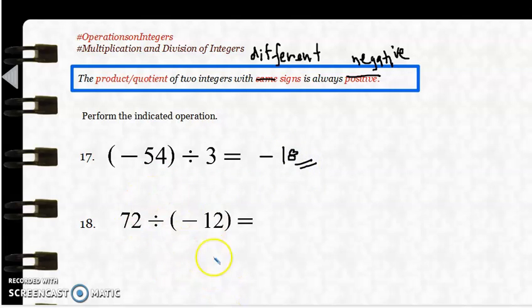In the last example, we have 72 divided by negative 12. Still, we are dividing two integers of different signs, so the result will always be negative. And dividing 72 by 12, you'll get 6. Therefore, the final answer is negative 6.